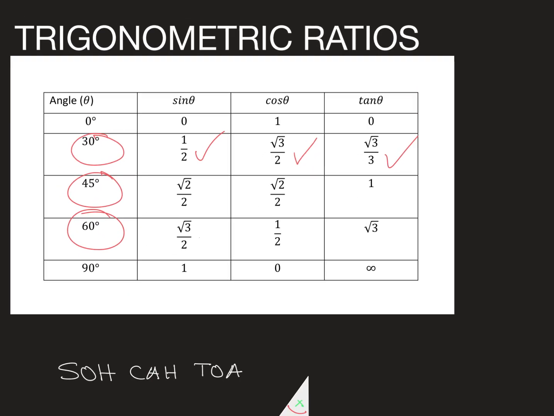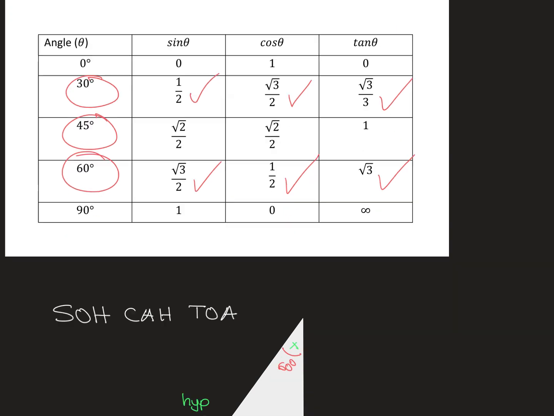Sine 60, root 3 divided by 2. Cos 60 is 1 over 2. And tan 60 is root 3. Now let's move on to the 45 degrees angle.